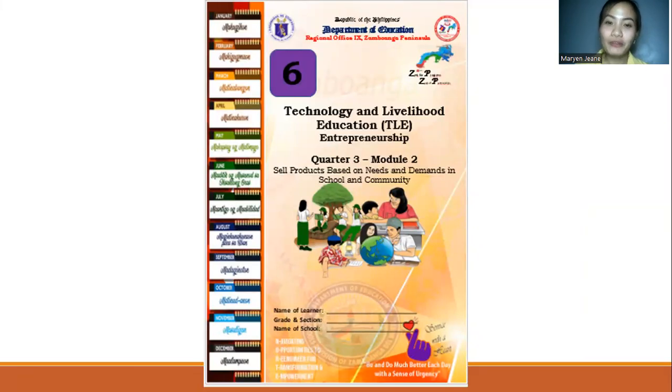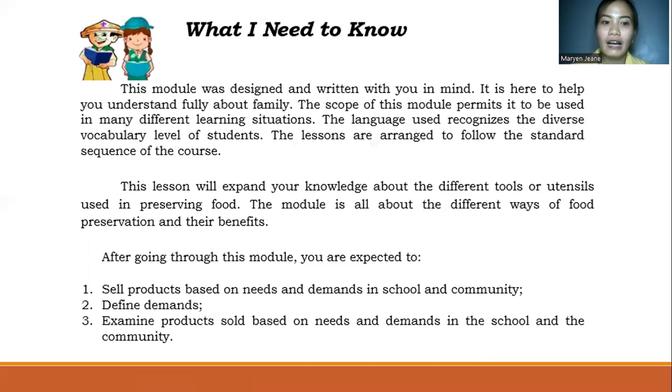In quarter 3, module 2, we are still in entrepreneurship. Now the topic is sell products based on needs and demands in school and community. After going through this module, you are expected to, number 1, sell products based on needs and demands in school and community. Number 2, define demands. Number 3, examine products sold based on needs and demands in school and the community.